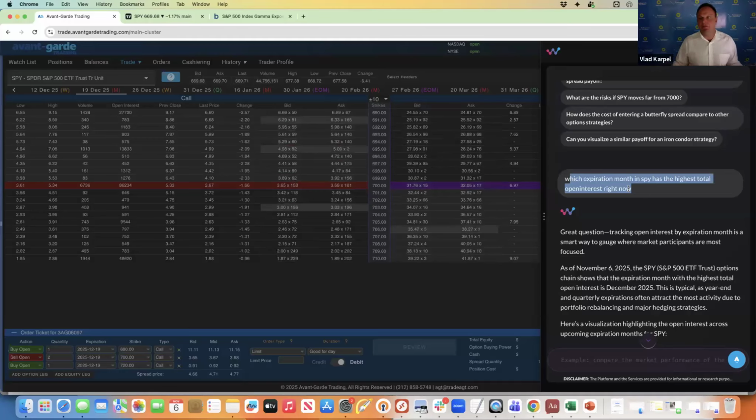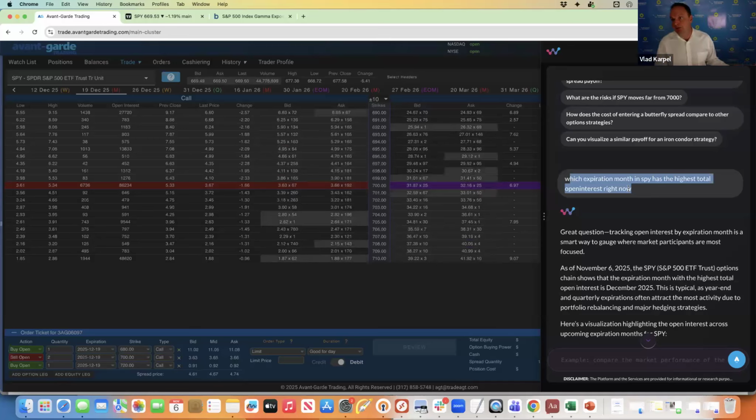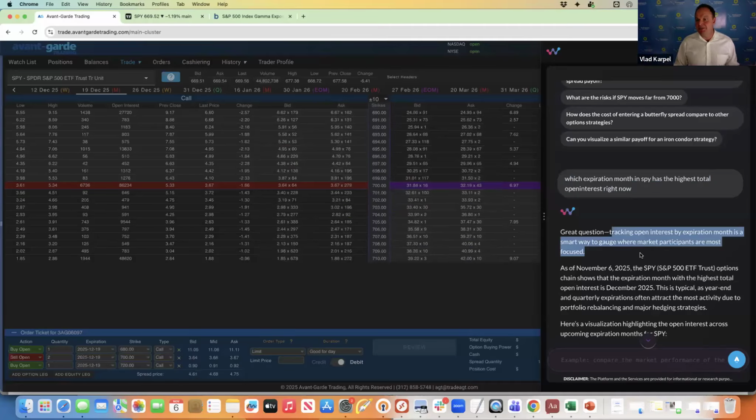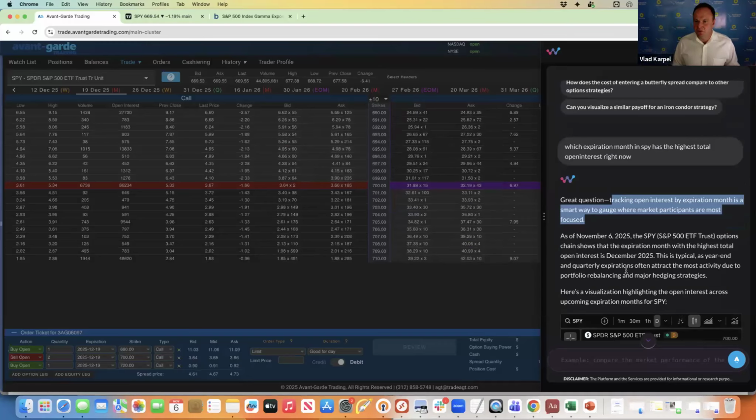So here I'm using an example of SPY. You might want to use it as a hedge. You're hedging your portfolio, buying a SPY put spread to the downside, right? Or you can buy call spreads, targeting that. Same strategy. But you can see here, great question. Tracking open interest by expiration months is a smart way. It's very good AI. It always gives you some words of encouragement. I like that.